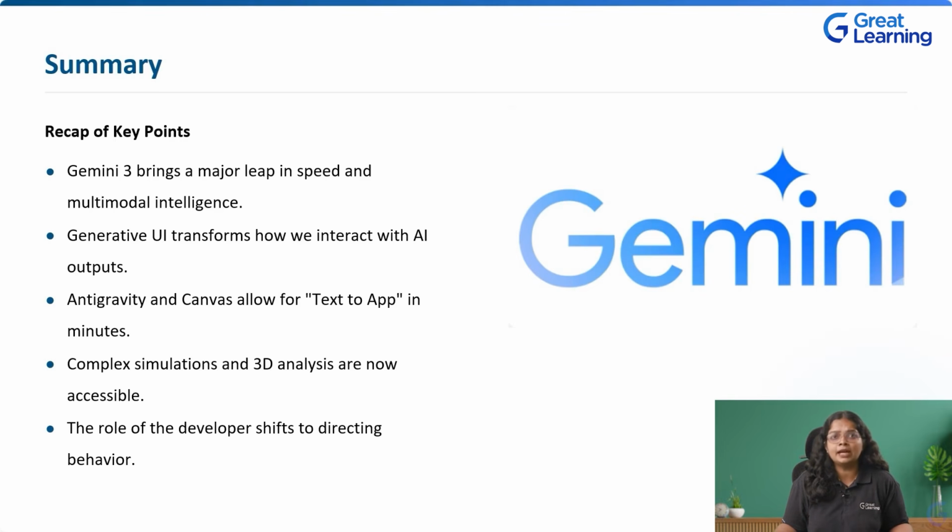Tools like Antigravity and Canvas, and a powerful new feature, text-to-app. You can literally go from a simple natural language idea to a working, shareable application or interactive prototype in minutes without writing a single line of traditional code. This is the era of vibe coding in agentic development.